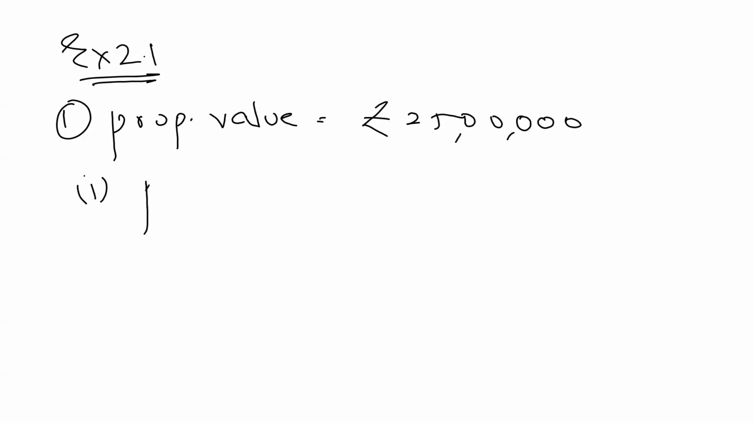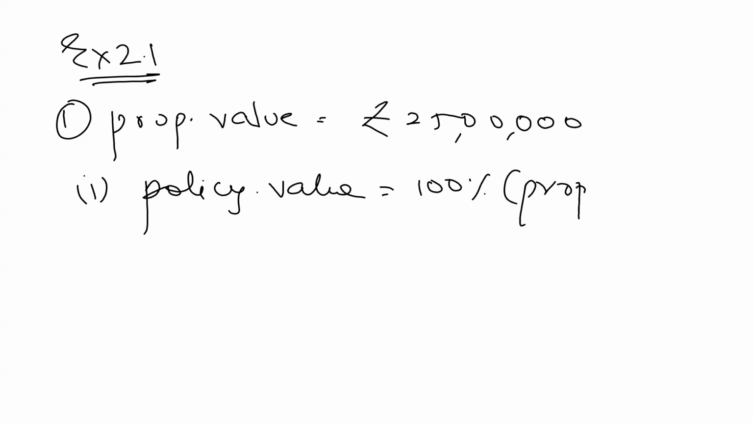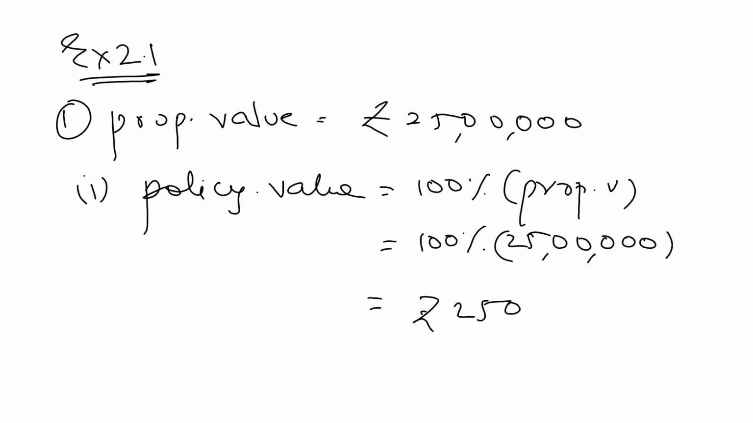That means the policy value will be 100% of the property value. Okay, it's fully insured, right? Hence I'm taking 100%. So 100% of 25 lakhs, which is equal to rupees 25 lakhs.